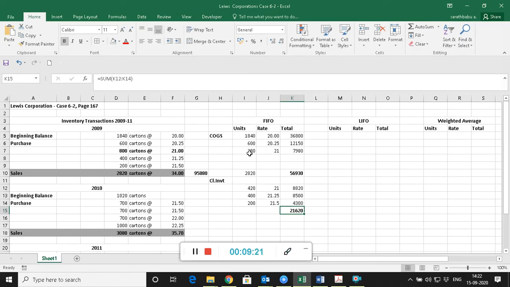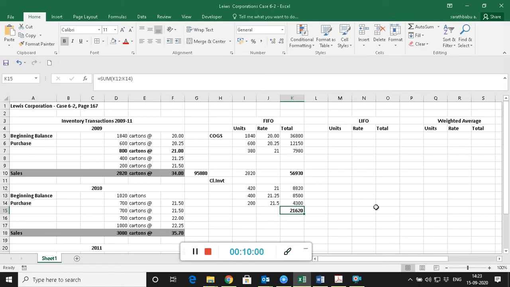So as per FIFO method, first in first out method, I'm using the first lot for my material consumption, that is for COGS. Then after using the first lot, I'll go to the second lot and the third lot and so on, and I calculate my COGS. My COGS is 56,930, and my closing stock is 21,620 as per FIFO method. Hope this is pretty much clear. Let me move on to the LIFO method.